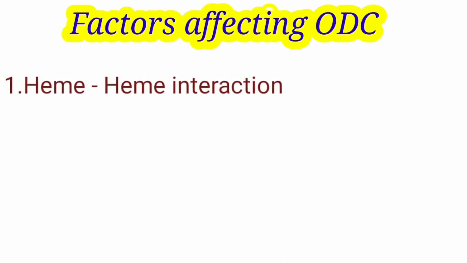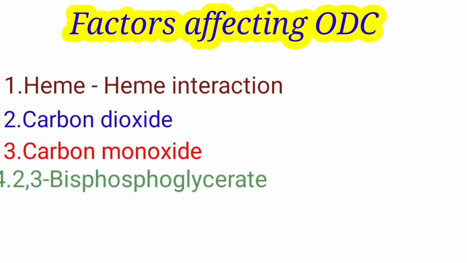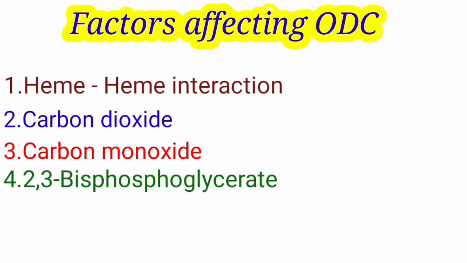There are different factors that affect the oxygen dissociation curve. Those are heme-heme interaction, carbon dioxide, carbon monoxide, 2,3-bisphosphoglycerate, effect of temperature and the Bohr effect.